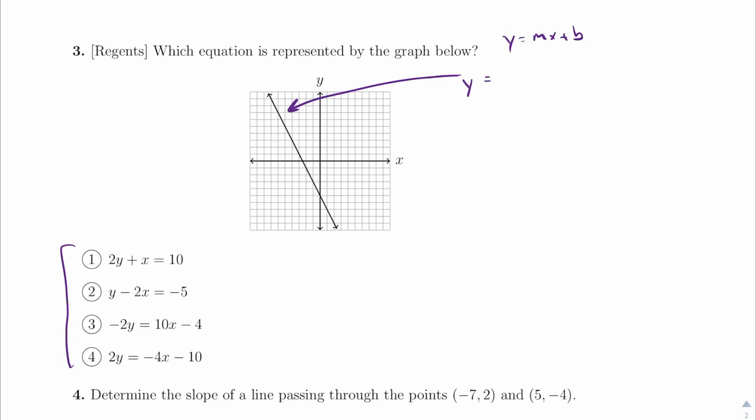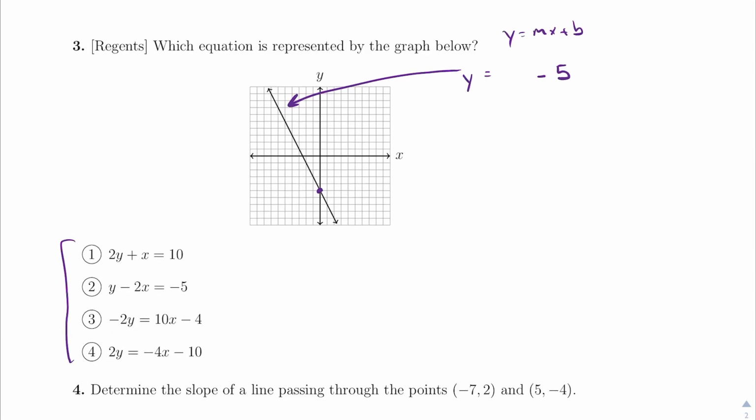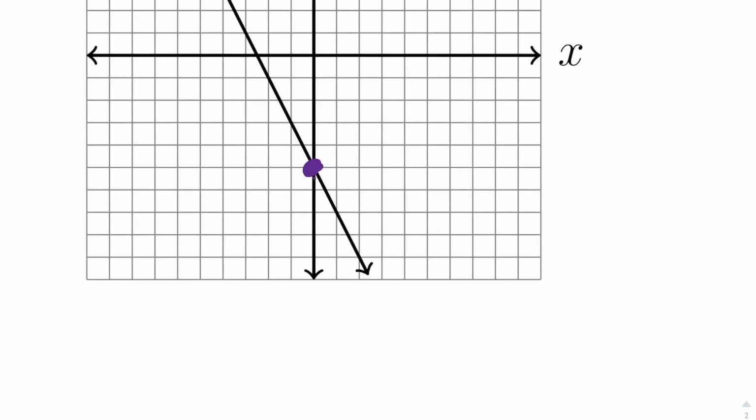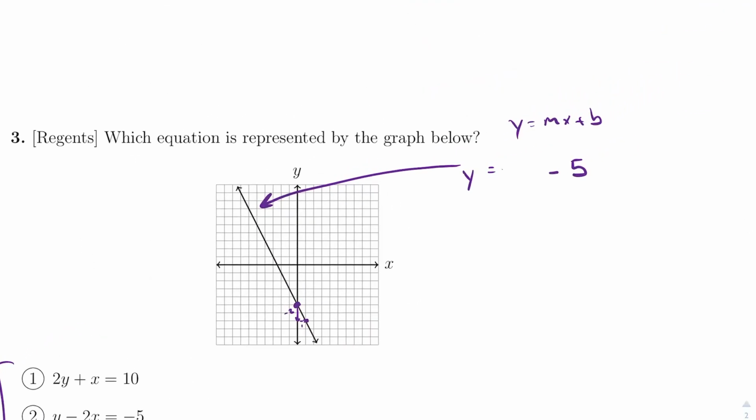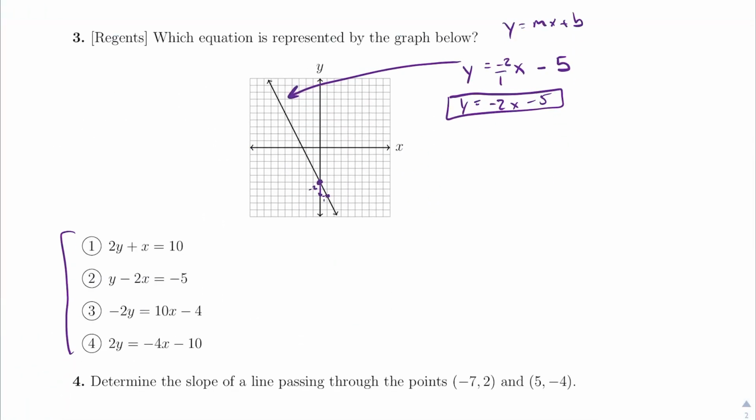It has a y-intercept of -5. So the y-intercept value will be -5 for b. And when I look at the slope, let me zoom in here, it looks like it's going down 2 and then over 1 to get from one point to the next point. So I think the slope is going to be down 2 over 1, and then x will be here. This equation can be more simply written as -2 over 1 is -2, so y equals -2x minus 5. So now we need to see which of these equations matches that.